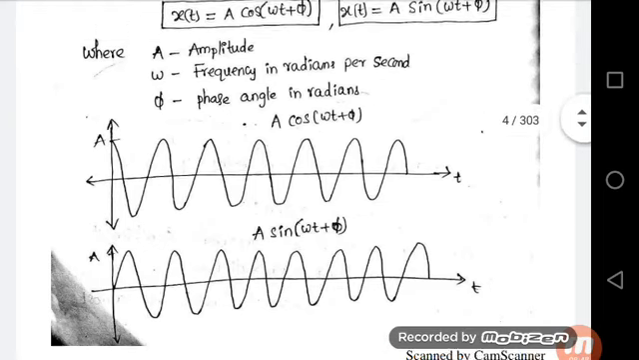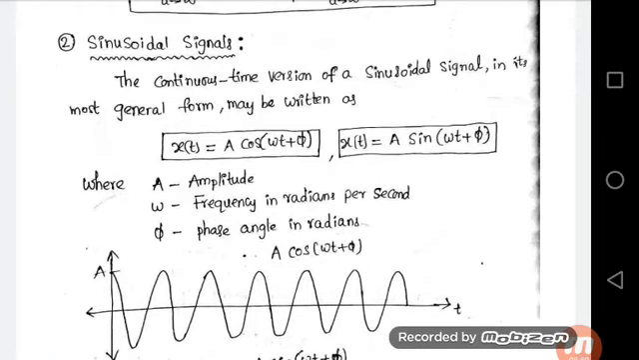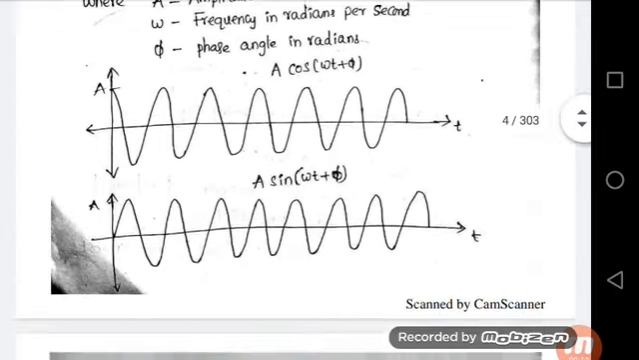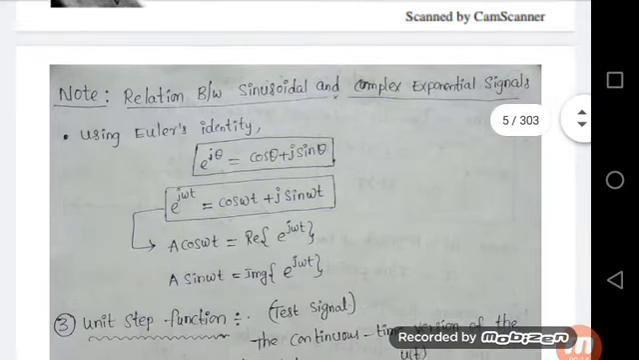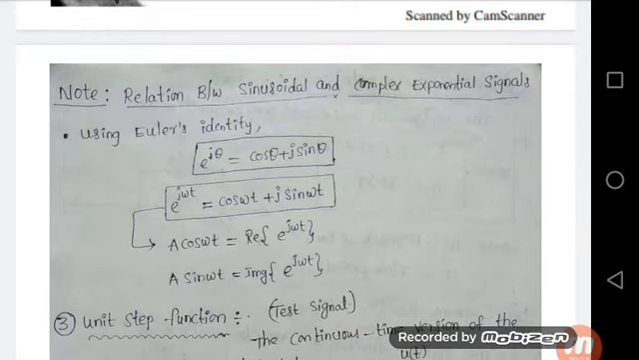So that means the formulas x of t equal to A cos(omega t plus phi) and x of t equal to A sin(omega t plus phi) explain the behavior of the signals and also explain the process of signal behavior. So these are some important notes.